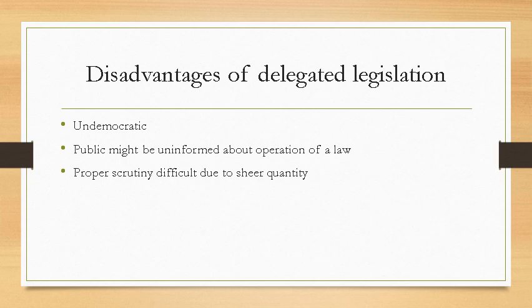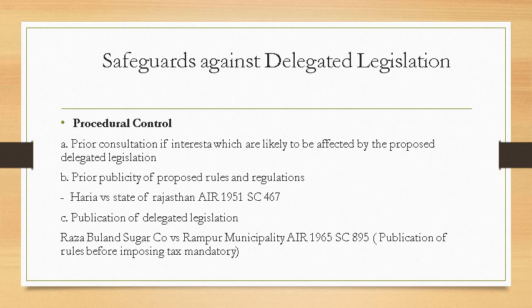And see the sheer quantity. Every state is coming up with its own norms, and they're changing frequently. So these are certain disadvantages. But when they have so many disadvantages, there are certain safeguards also, which means there is certain control also. So whether you are asked about safeguards against delegated legislation, or you are asked about the control over delegated legislation, we mean the same thing.